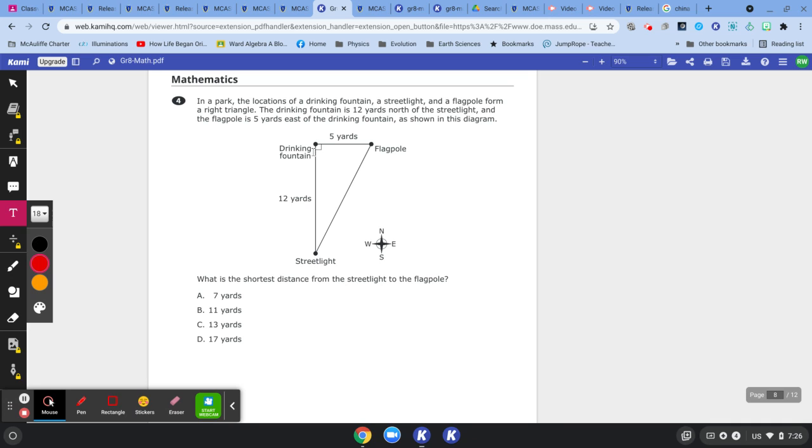So if you didn't want to take the long way to the drinking fountain and then to the flagpole, you really wanted to go to the flagpole from the street light, or really wanted to go to the street light from the flagpole, and you wanted to go in the shortest distance, that's what we're being asked.